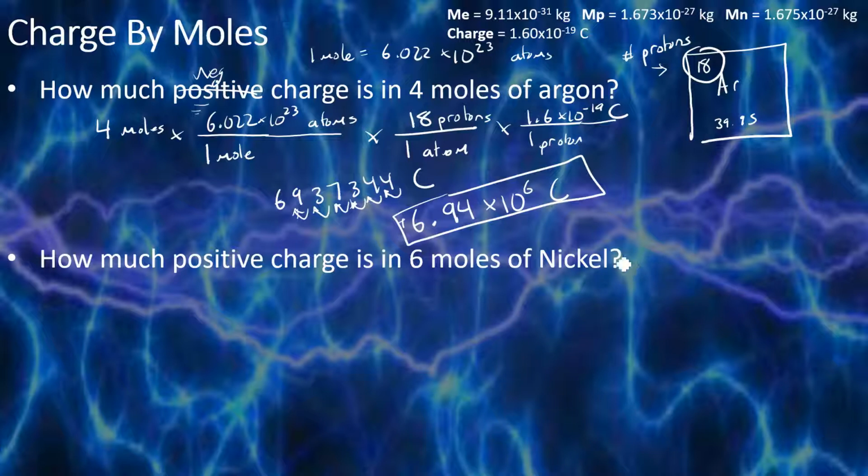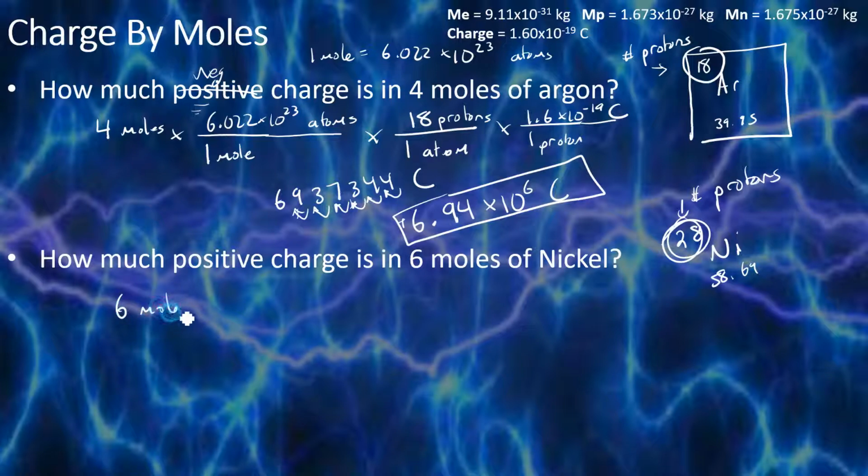So when we look up nickel on the periodic table, we would see that we have an atomic number of 28 and an atomic mass of 58.69 for nickel. Okay, so we'd look that up. This is the number that we're interested in because that tells us, again, the number of protons that we're talking about, and protons have to deal with charge. So how much charge is in 6 moles of nickel?